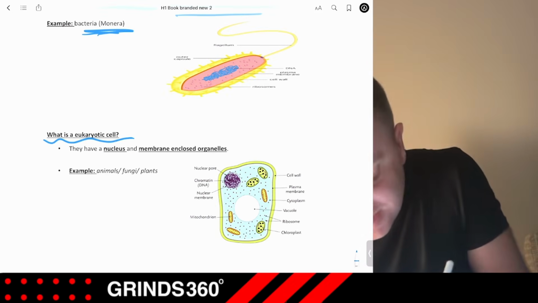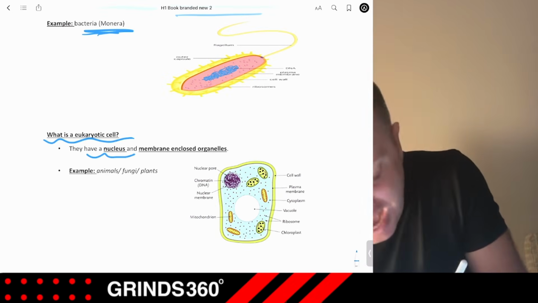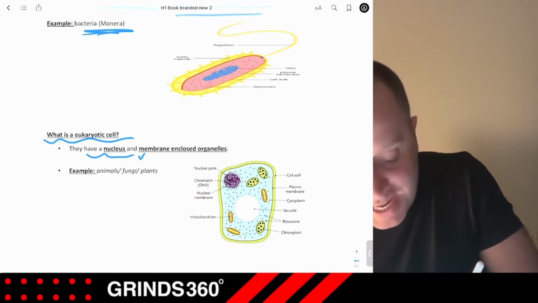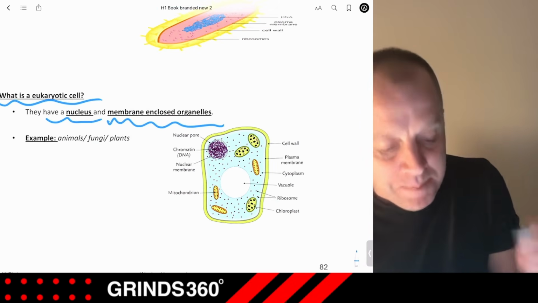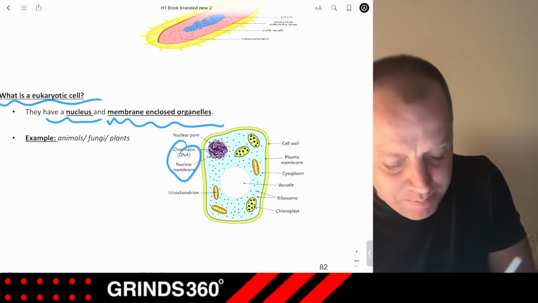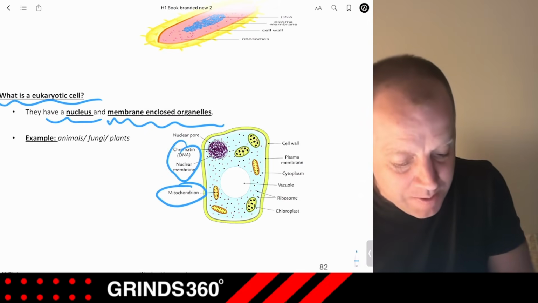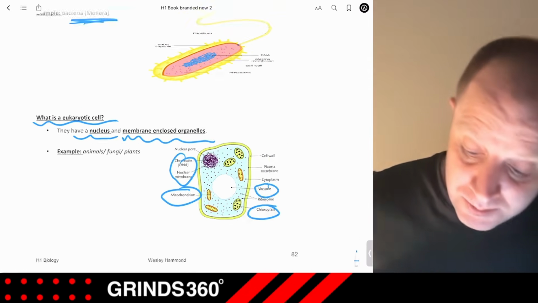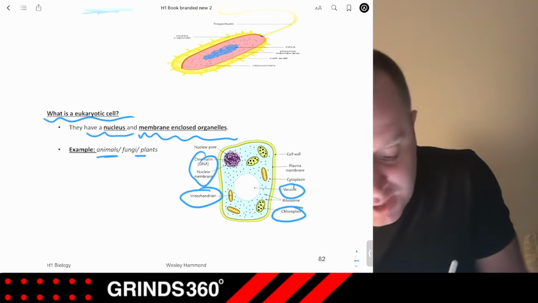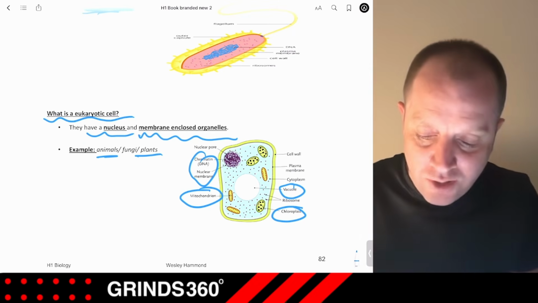What's a eukaryotic cell? A eukaryotic cell has a nucleus, it's the exact opposite, and it has membrane enclosed organelles. So it has a nucleus, and it has membrane-enclosed organelles like mitochondria and like the chloroplast. And a vacuole, by the way. The vacuole is also a membrane-enclosed organelle. So animal cells, plant cells, for example, are eukaryotic cells.